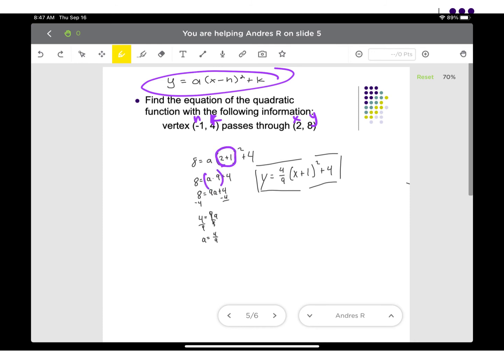So this is a times 9. People, for some weird reason, regroup these numbers and add those together. Order of operations says multiplication comes before addition. You can't separate that. So then I'd subtract the 4, and I get 4 equals 9a. Divide both sides by 9, and I get a equals 4/9. Plug back in the a, the h, and the k, and you get your equation.